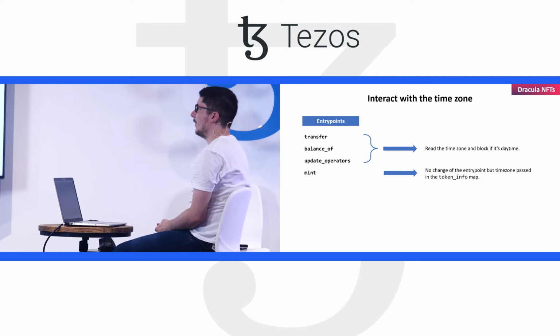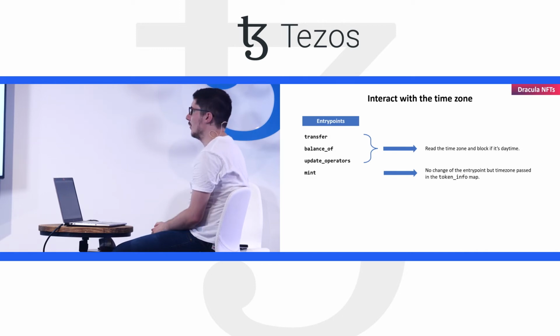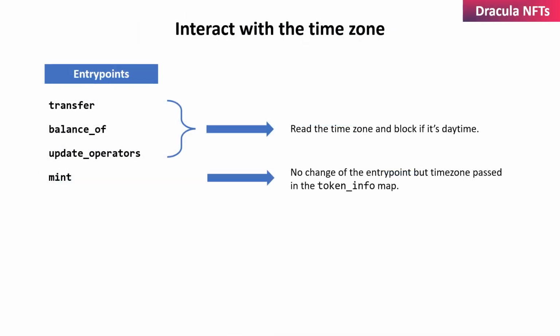And in terms of entry points, we don't have to change the mint entry point, because you give it the token info, so you simply give this time zone as a parameter. So the only entry points you want to change are transfer, balance_of, and update_operators. And what we want to do is to read the time zone and fail if it's daytime.